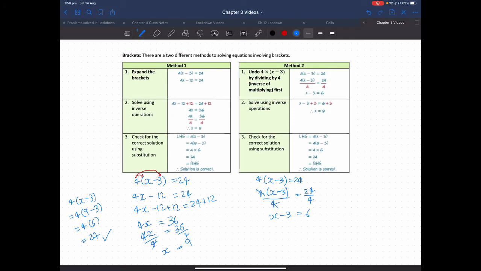I now want to get the x by itself. The opposite to minus 3 is plus 3, so I'm going to add 3 to both sides.